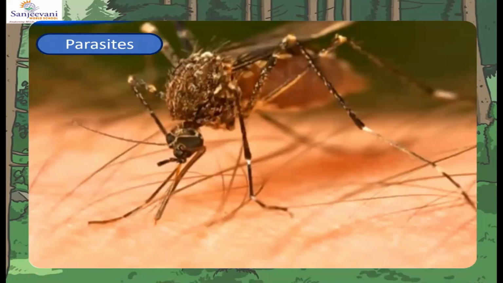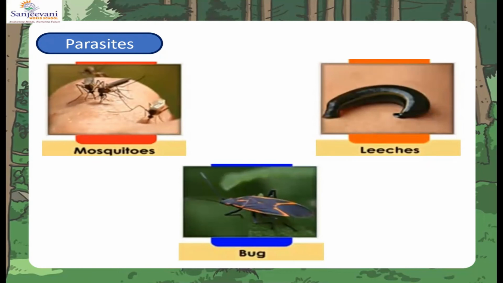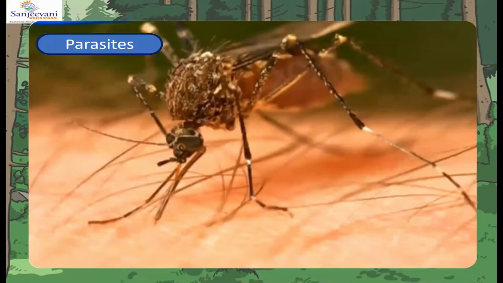Parasites. Some animals such as mosquitoes, leeches, bugs, etc. depend on other animals for their food. Some of these animals live in the bodies of other animals. They are toothless, but they have tubes to suck the blood from the bodies of humans and other animals. Such animals are called parasites.